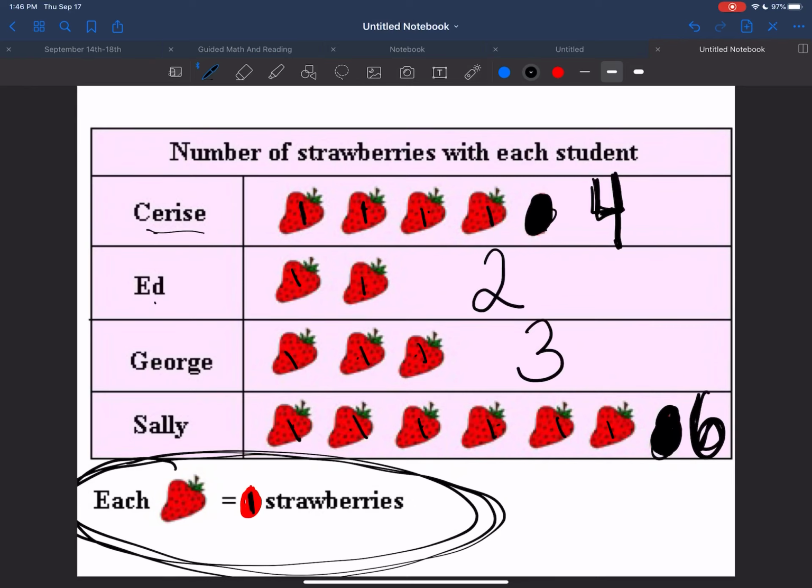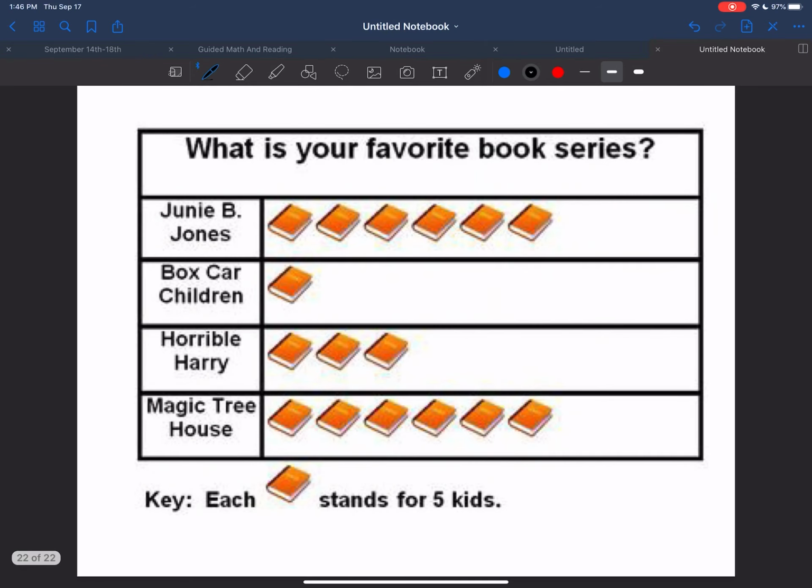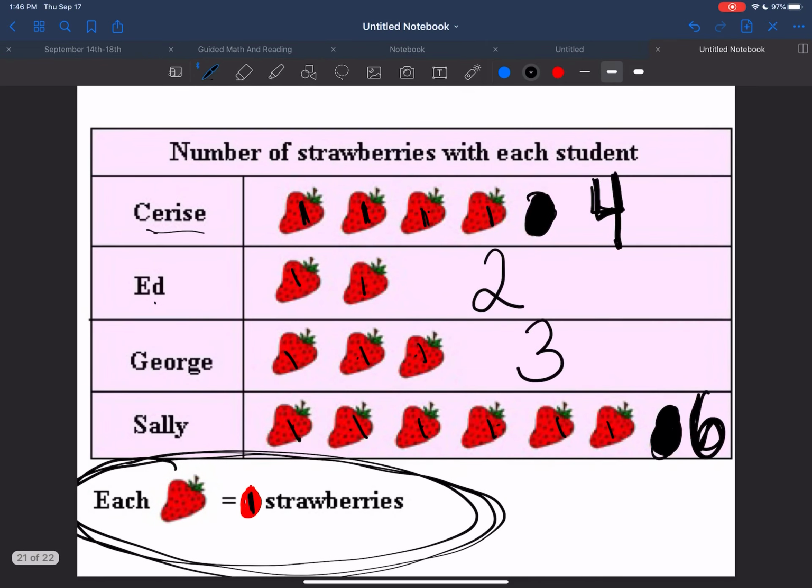So those are the strategies that you need to be using. You need to make sure that you're paying attention to the key. You're making sure you're labeling each picture. And then you're making sure that you're writing beside each picture how many of each that person has. So the reason why I marked out these strawberries is because they were half strawberries. And we're actually going to talk about that later on.